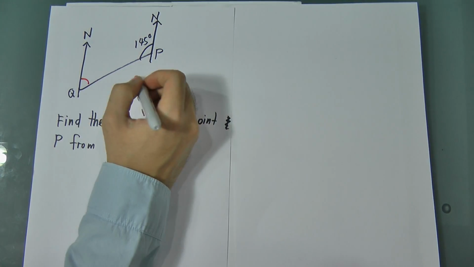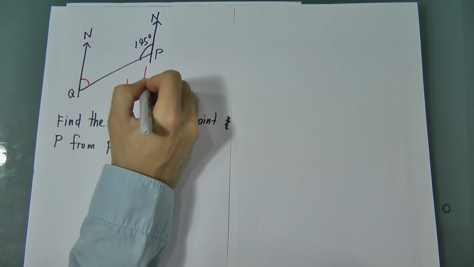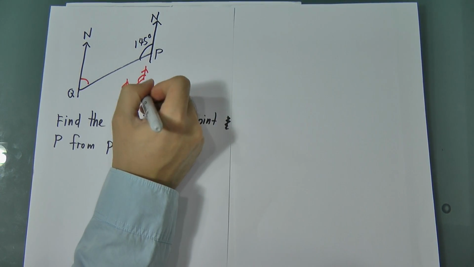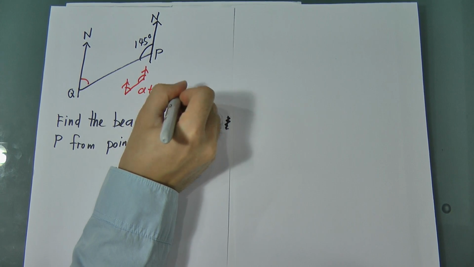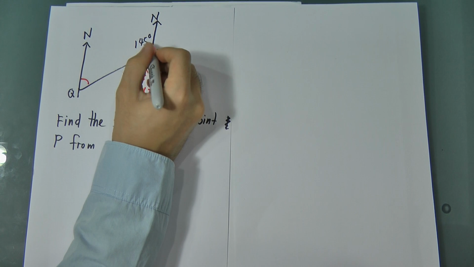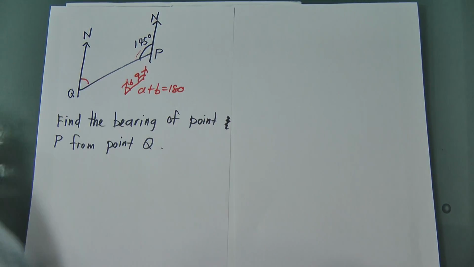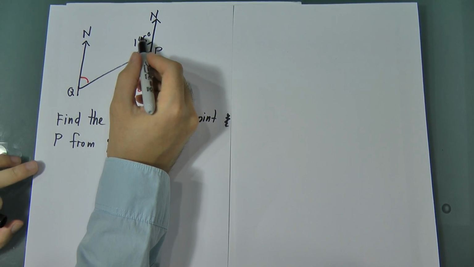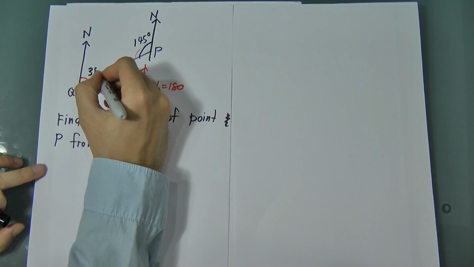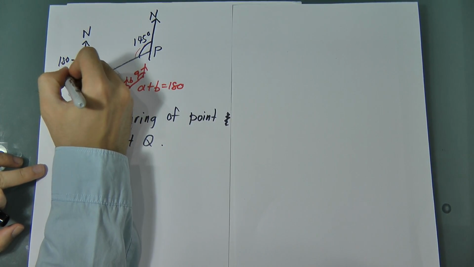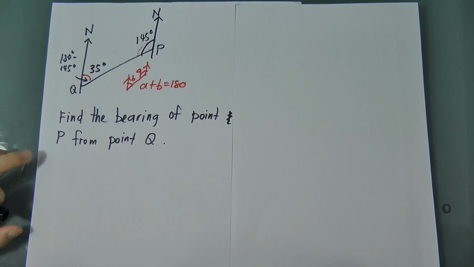Because we just said if you have two parallel lines, A plus B will equal 180. Am I right? A plus B equals 180, if this angle is called A and this angle is called B. So if this is 145, this one will be 180 minus 145, which is 35. Okay, it's 35 degrees. Only then do I start.